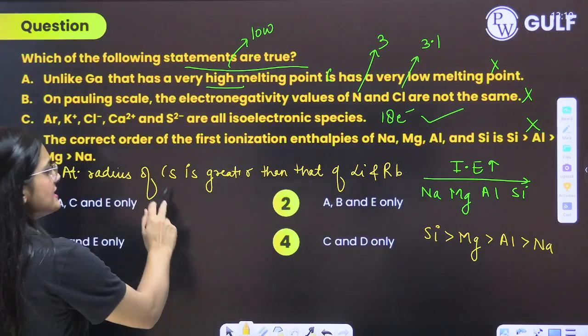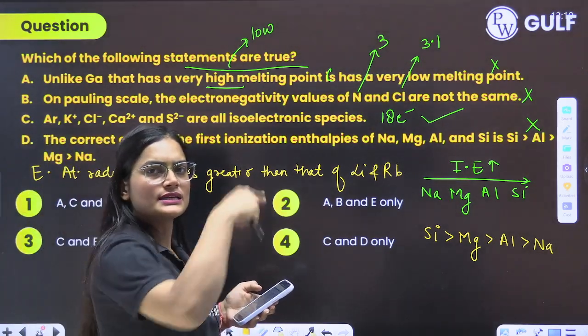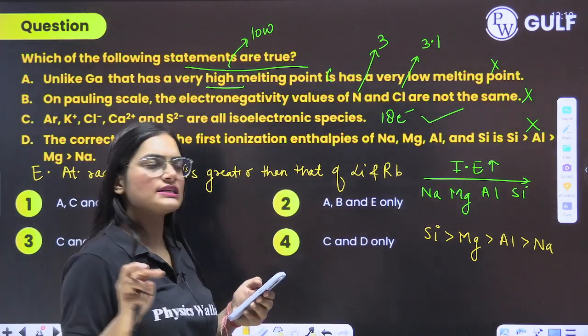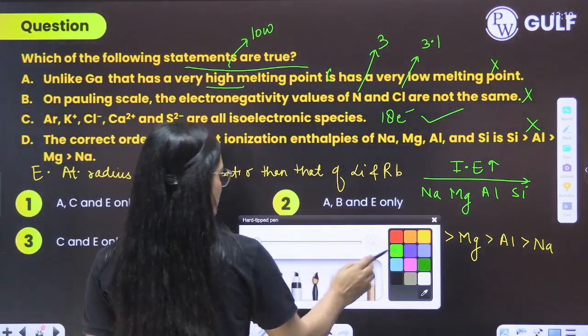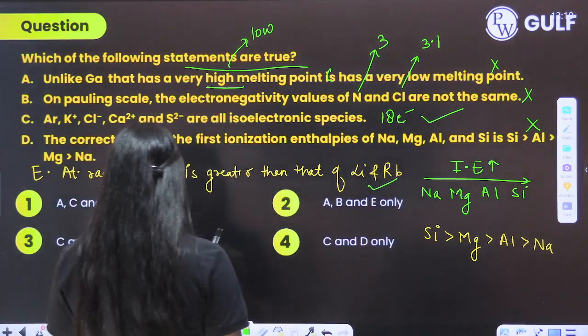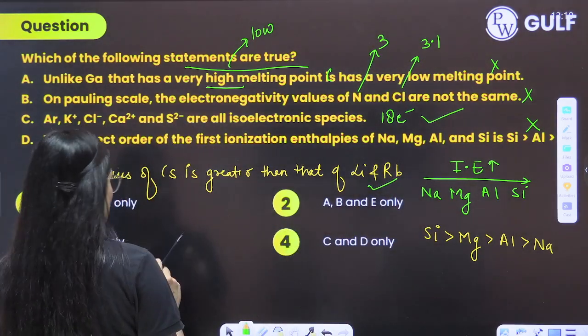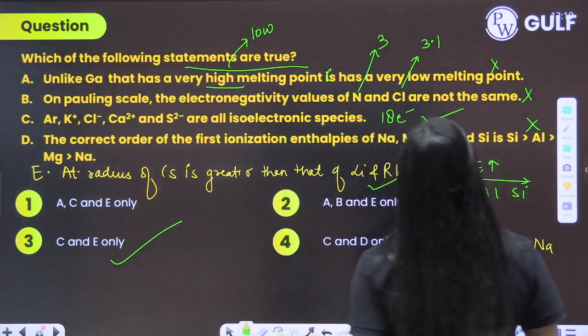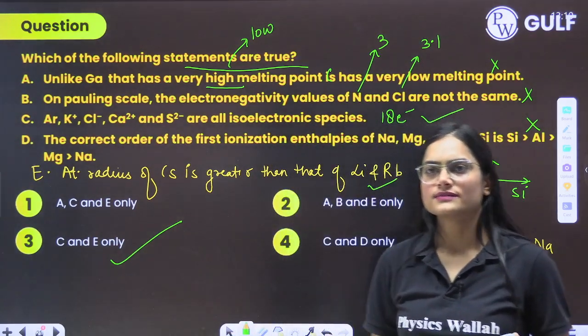So cesium is an element of group 1 and it is the bottommost element. And when you're moving from top to bottom, your size always increases. So this statement is true. That means here your options C and E are correct. That is option number 3 is the right answer here.